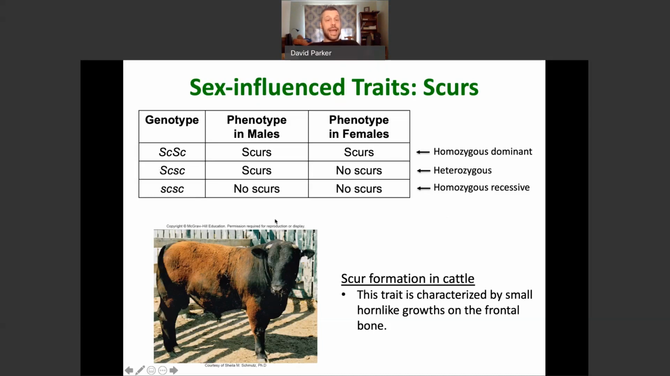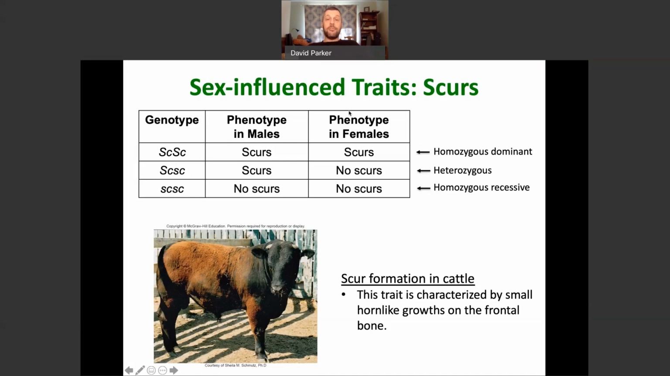Now if you look at the phenotypes in males, what you see is that homozygous dominant has scurs, heterozygous dominant also has scurs, so a classic Mendelian situation. Homozygote recessive, no scurs. So again, a classic big T, little t type Mendelian situation, right?